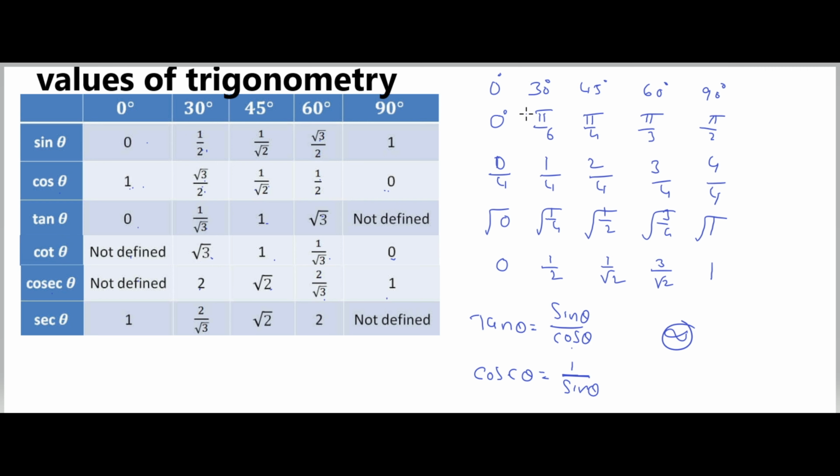And take the reverse of these values, we get secant theta. So secant theta values are 1, 2 by root 3, root 2, 2, and not defined. So sec 0 degrees is 1, sec 30 degrees is 2 by root 3, sec 45 is root 2, sec 60 degrees is 2, sec 90 degrees is not defined. These are the values of trigonometric ratios.